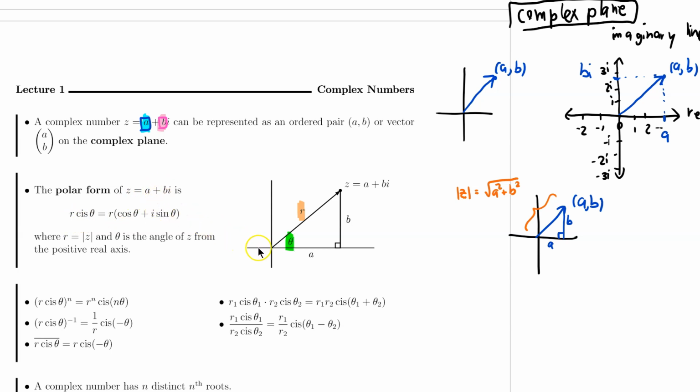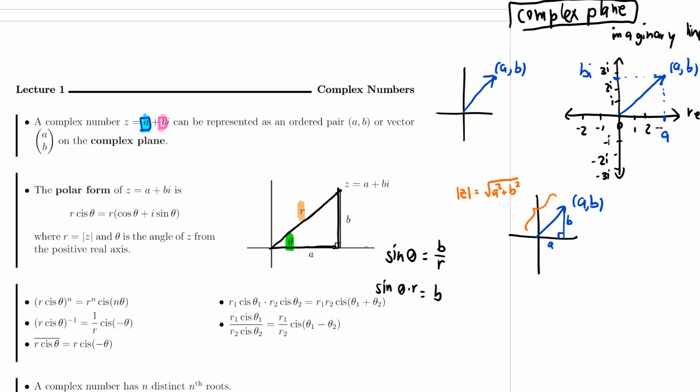If you look closely at the triangle that we have here, if I want to compute the sine of theta, what am I going to get? Sine of theta is going to be b over r. If I move r to the other side, I'm going to have that b is sine theta times r.